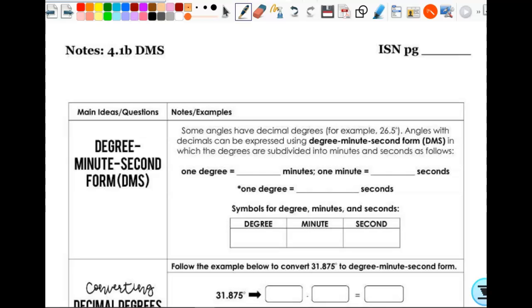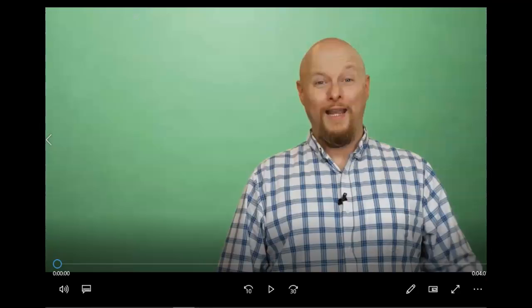So we're going to talk about degrees, minutes, seconds today. And for that to make sense, you see that a lot with GPS coordinates. So we're going to watch a quick little video to help us understand that.